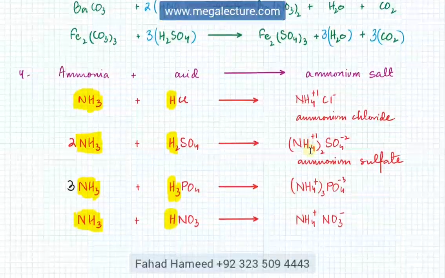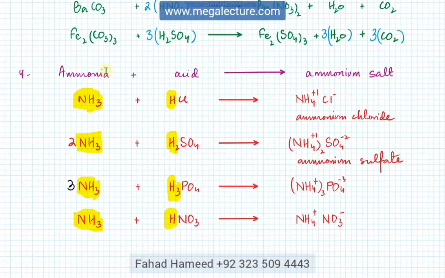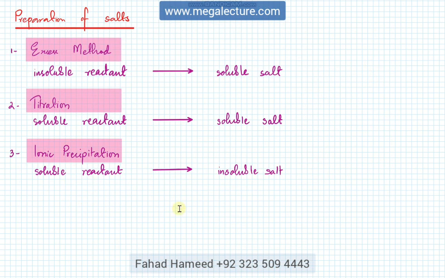And the last one is if you want to produce an ammonium salt, that's going to be aqueous ammonia reacting with an acid, and it would produce an ammonium salt. Now, there are three methods of salt preparation: excess, titration, and ionic precipitation, which I'm going to come back to very shortly. But before that, we're going to go through the reactions once more.